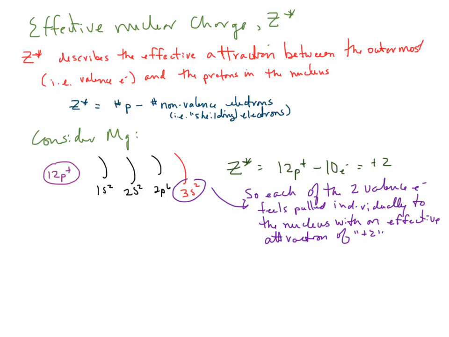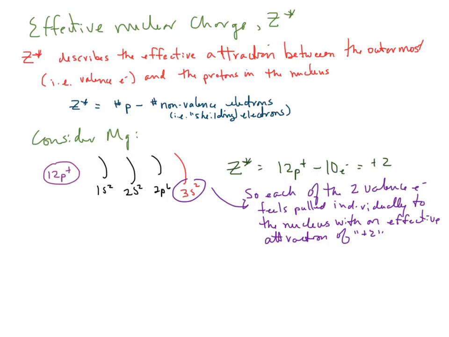So to calculate the effective nuclear charge, Z star, we take the number of protons, which is 12, and from that we subtract the shielding electrons, which is 10. Okay? So these valence electrons see a +2 nucleus, right?